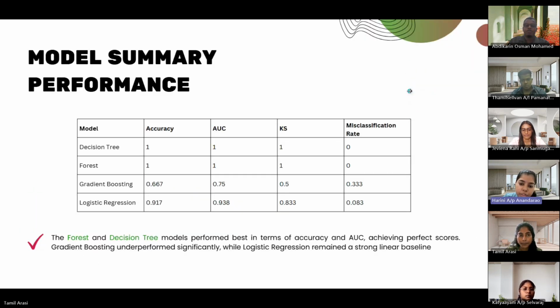Okay, the image here is showing the model summary performance. 4 machine learning models were tested to see which one best classifies the iris flower species. We compare their accuracy and other key metrics like AUC and lift values. Both the decision tree and random forest models stood out by giving perfect and consistent results, making them the most reliable for this task. Next slide.